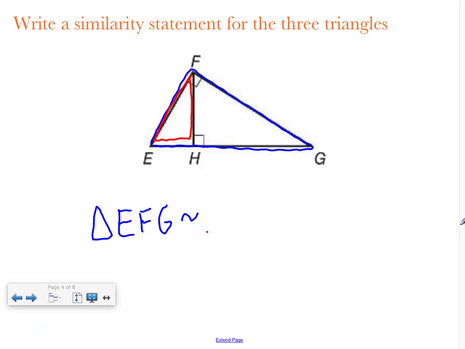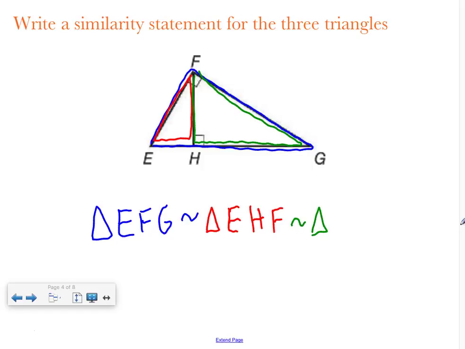What matches with E in that red one? E. What matches with F? H, because I have to do the right angle. And then by default, F. Perfect. Then I have my green one.